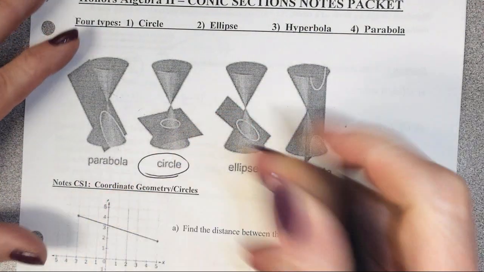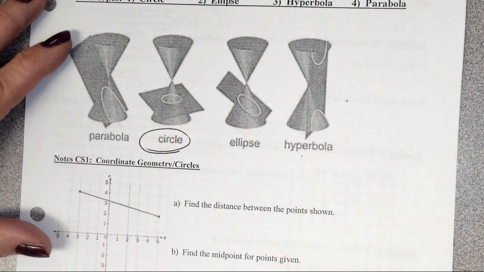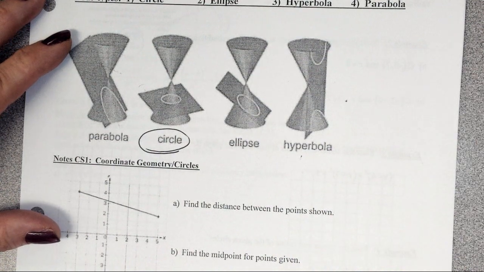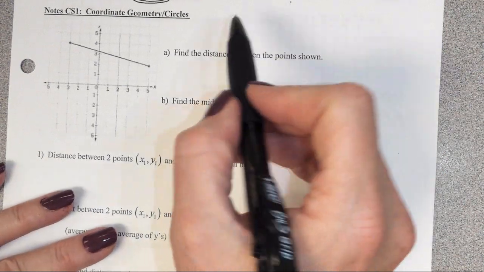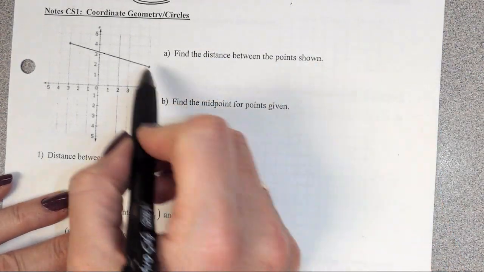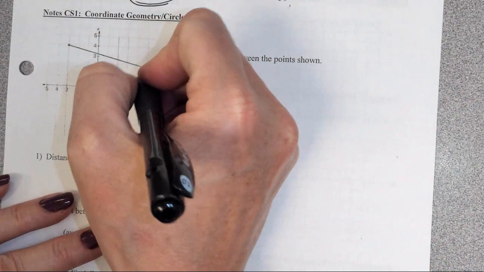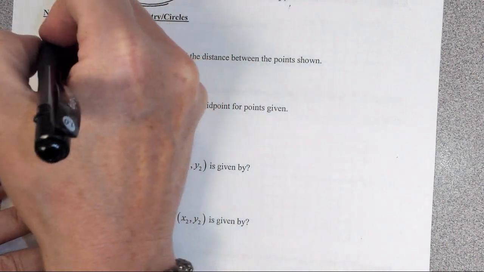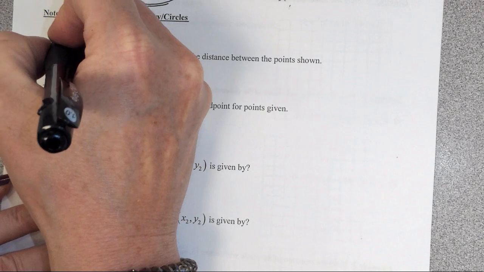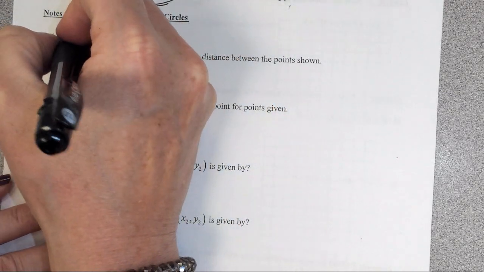So we're going to be talking about all four of these. Today we're going to be talking about the most basic one, which is a circle. And I'm sure you've talked a little bit about circles before in geometry. We're going to start with this example though. Find the distance between the points shown. You can see that this point right here is at (5, 2), and this point right here is at (-3, 4).